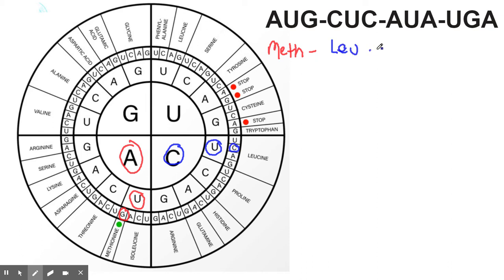Lucine, huh? Then I put a dash, and then I'm going to come over here and pick a different color. Oh no, I made a mark over there. I'll erase that. Come over here and get the green. AUA. So now I'm going to go A, U, and then A. And this one is isoleucine.